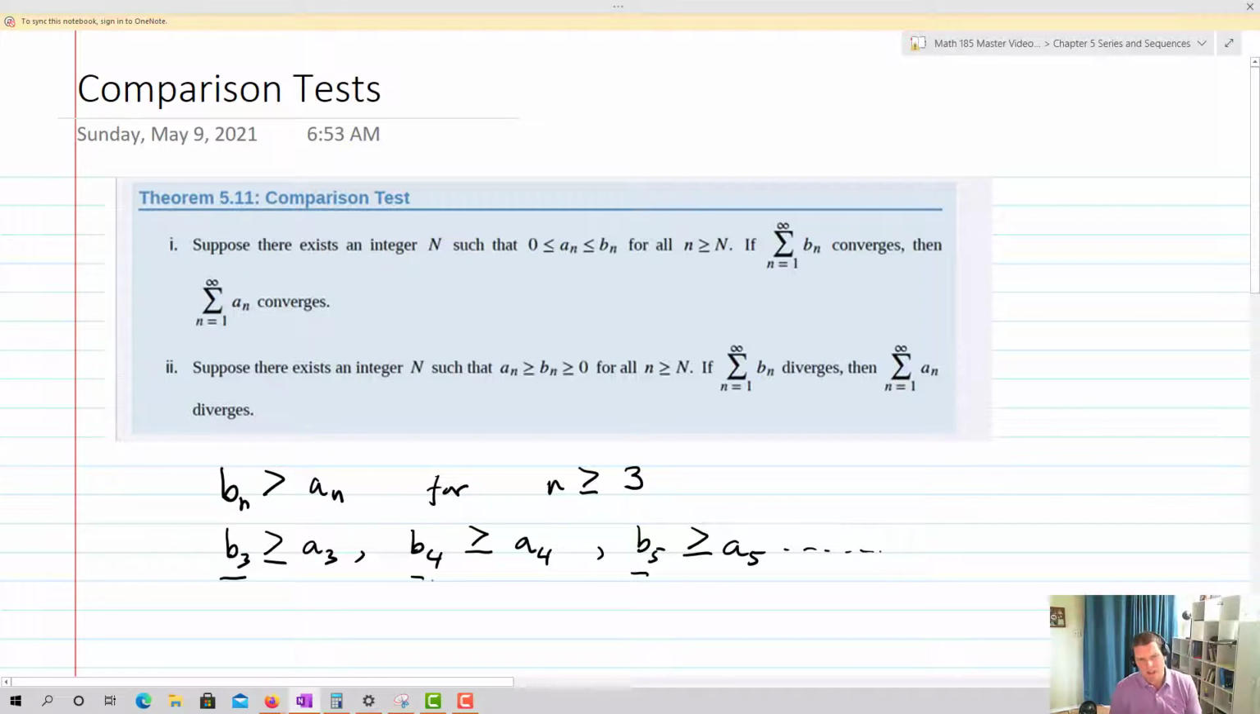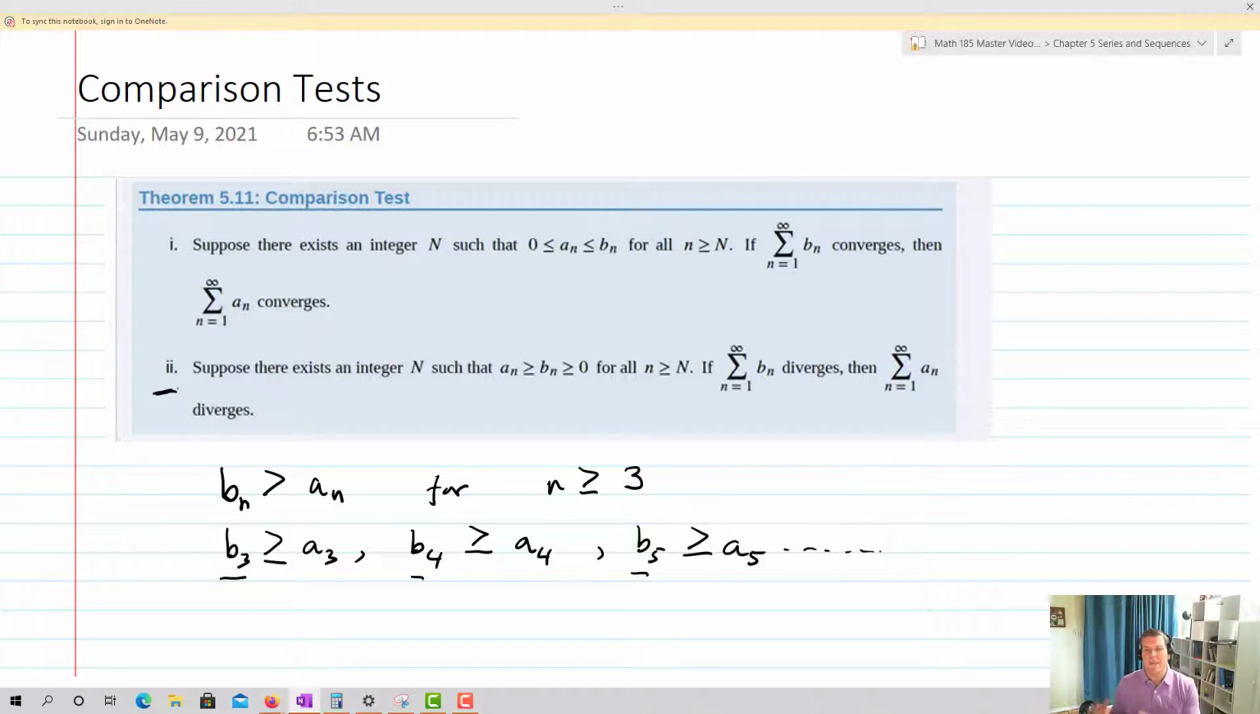Then we have vice versa, which is number 2. Suppose there exists an integer N such that a sub n is greater than or equal to b sub n, which is greater than or equal to 0, for all n greater than or equal to N. Now, if the sum from n equals 1 to infinity of b sub n diverges, then the sum from n equals 1 to infinity of a sub n diverges.